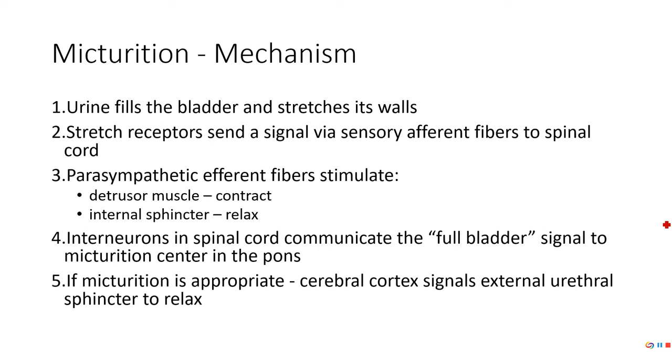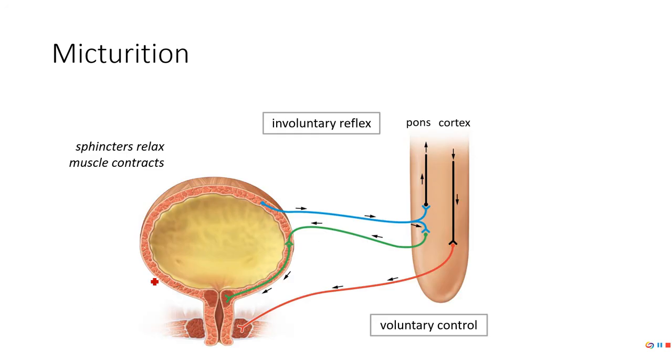So this last part, right here, is the voluntary control. Everything else is involuntary. So notice that there are two sphincters. We've got the internal and we've got the external. So here's a picture. The internal sphincter is under autonomic control, it's smooth muscle, whereas the external sphincter is skeletal muscle, so it's under somatic or voluntary control.